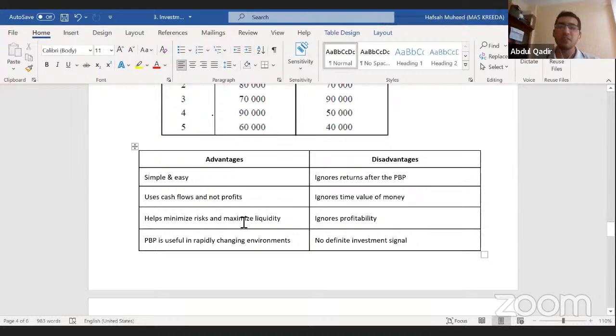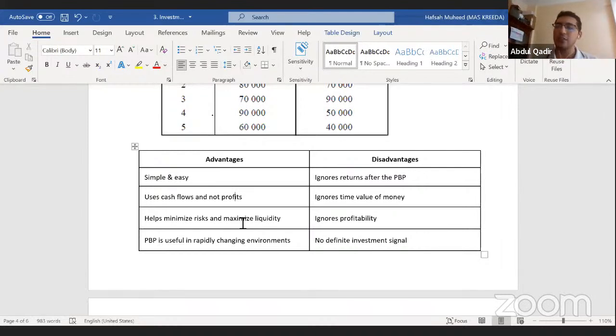Helps minimize risks and maximize liquidity, right? So what it means by that is you can easily identify how long it takes to recover, right? Then you will know, okay, how long will my funds be gone for? Let's say if it takes 3 years to recover your investment, okay, you will know that for 3 years I won't be able to use that money for something else, right?